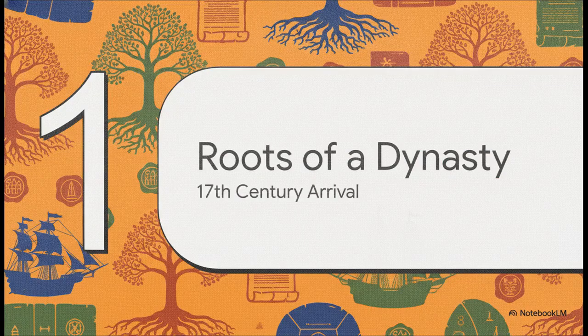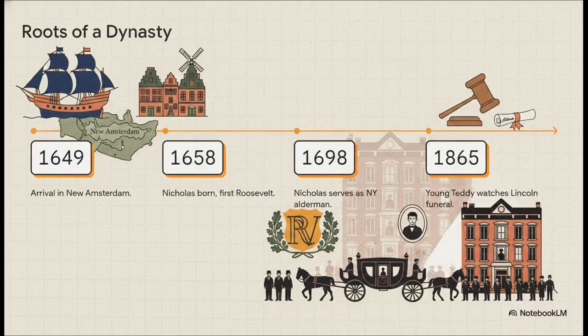All right, let's start with Phase 1, Roots of a Dynasty. To really grasp their 20th century dominance, we have to look at their sheer historical footprint. This political influence didn't just pop up overnight. It was meticulously built over hundreds of years. It all started way back around 1649, when Dutch immigrants Claes and Genetschke arrived in New Amsterdam, which is what we now call New York.